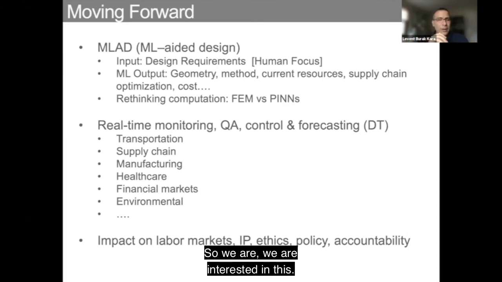So we are interested in this. It's still in the works, so we don't have a lot to share at this point, but a lot of thinking has happened with my lab and multiple different labs across the campus, including the Next Manufacturing Institute.